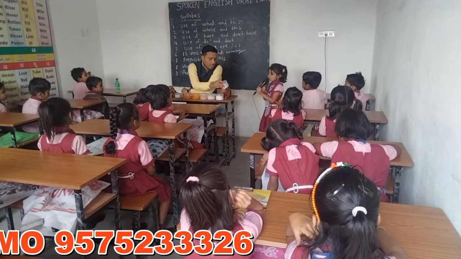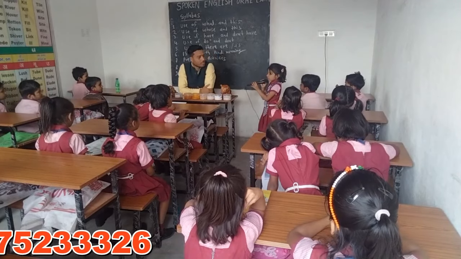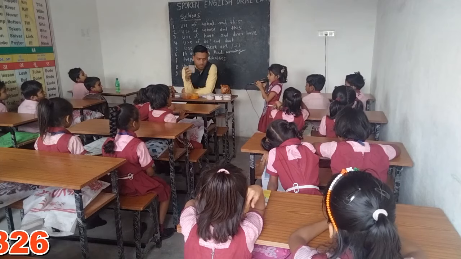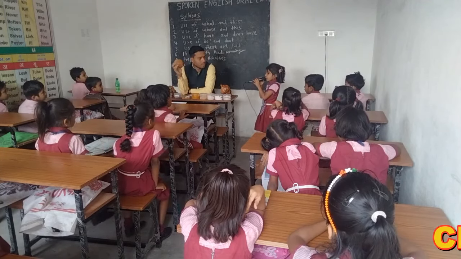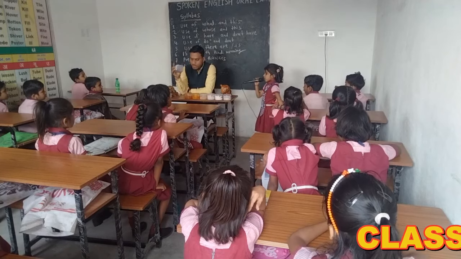And what is this? This is rice. Rice means? Chawal. What is this? This is salt. Salt means? Namak. What is this? Sugar. Sugar means? Sakkar. What is this? Pearl. What is this? Turmeric. Turmeric means? Haldi. What is this? Red chili. What is this? Mustard. Mustard means? Sarso. Very good.